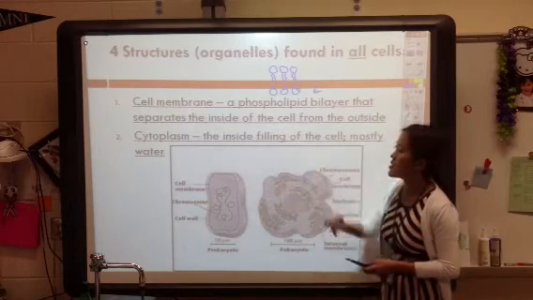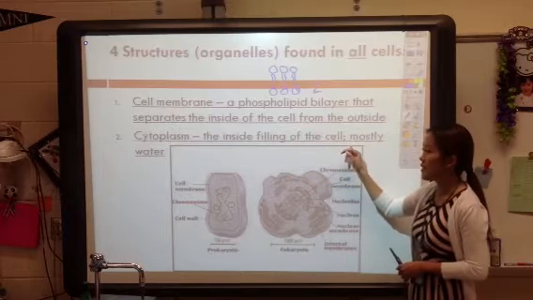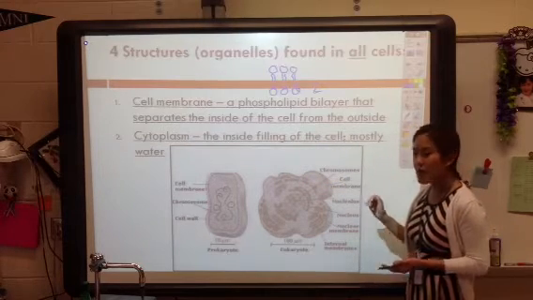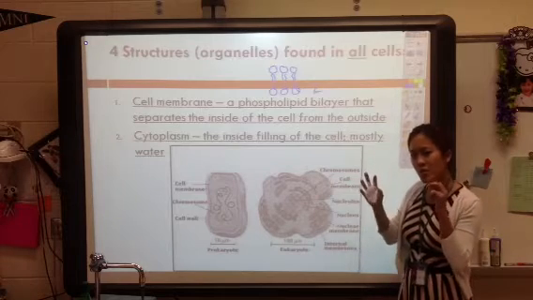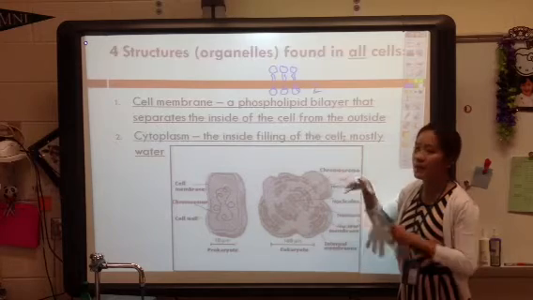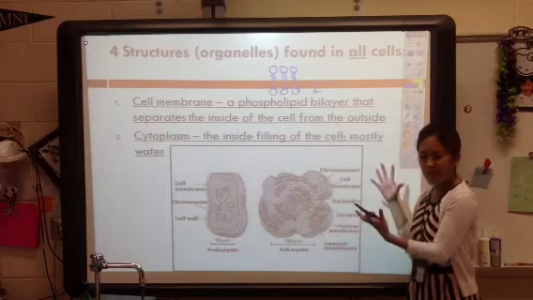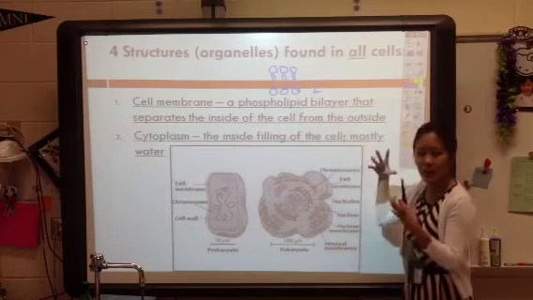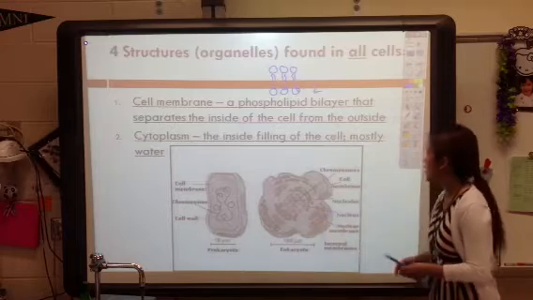But the next part is the cytoplasm, and that's the filling, or the inside filling of the cell. And it's made of mostly water. So all of the different parts that are inside the cell, the different organs or tiny organelles, will be floating inside of that watery filling, okay? So all inside here, it's not an empty sac, okay? The membrane's not an empty bag, but it's full of water and other parts of the cell.